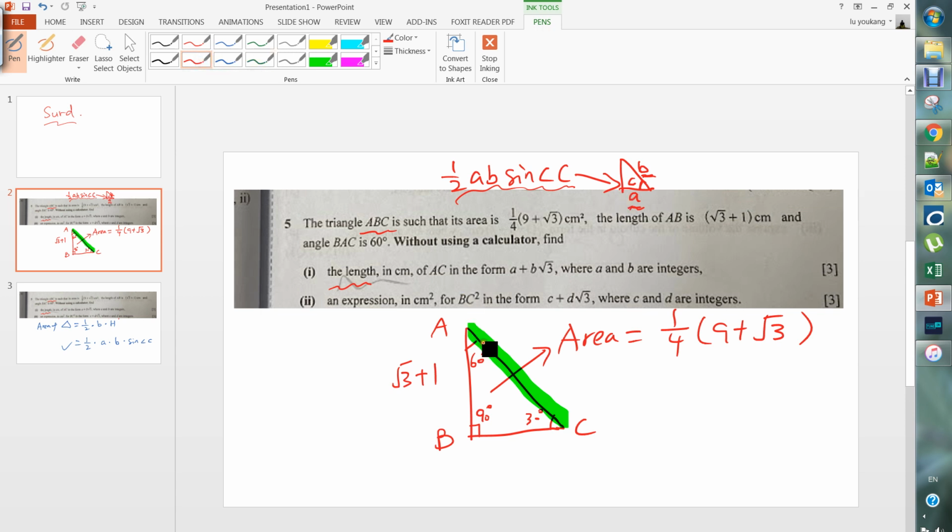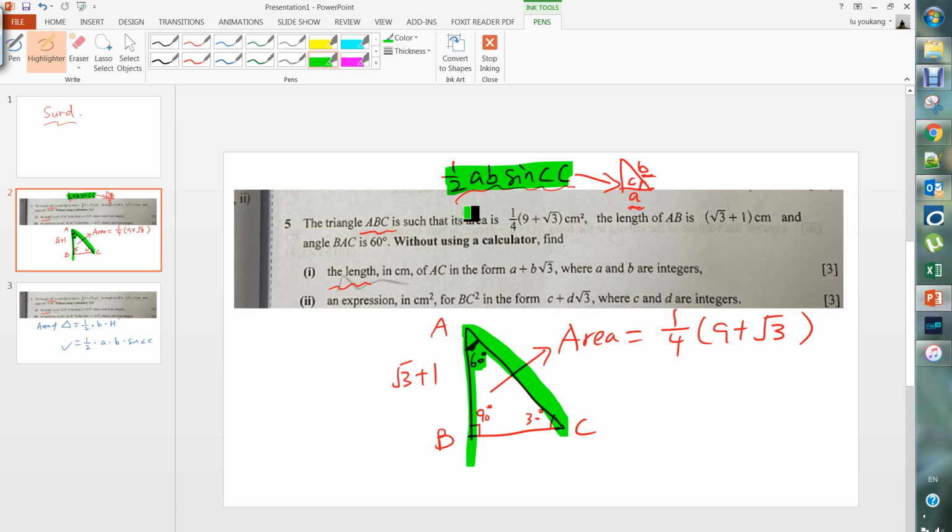I have the angle here, 60, right? Let me use a highlighter. This is my angle 60, and this angle is sandwiched by what? It is sandwiched by AB and AC. Good, I can start to use the formula above, right?